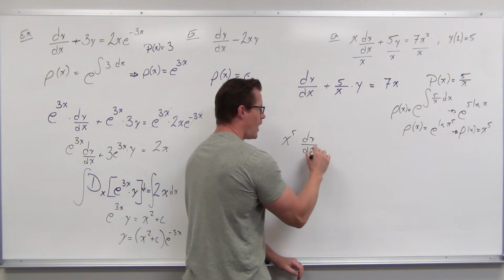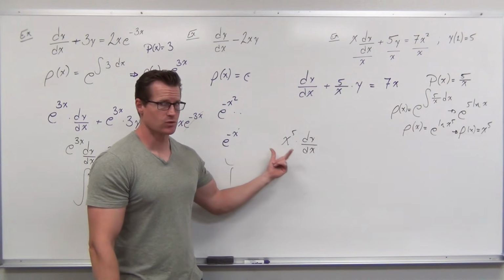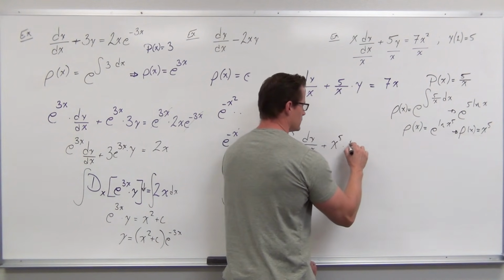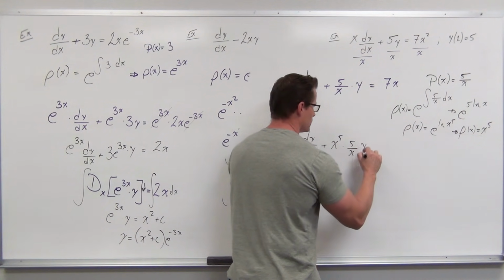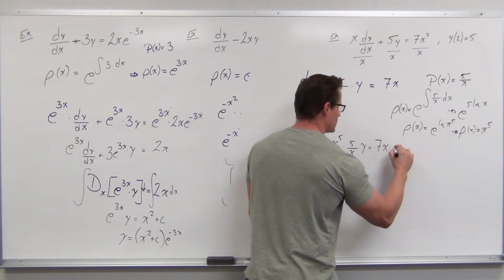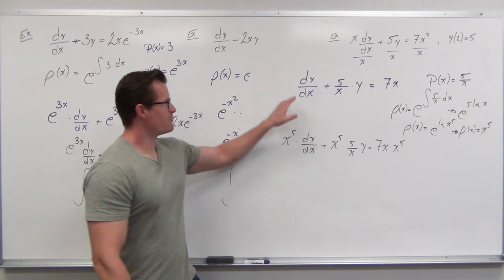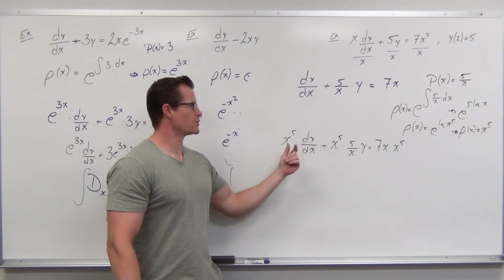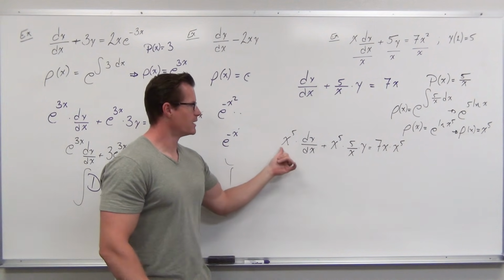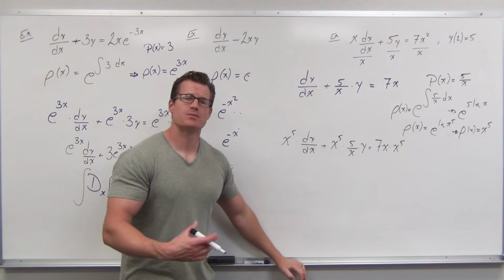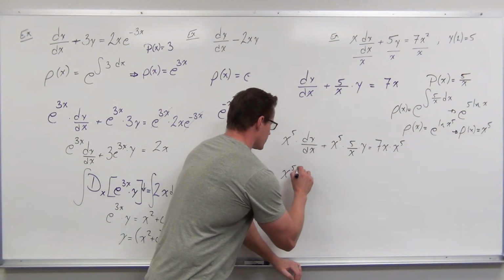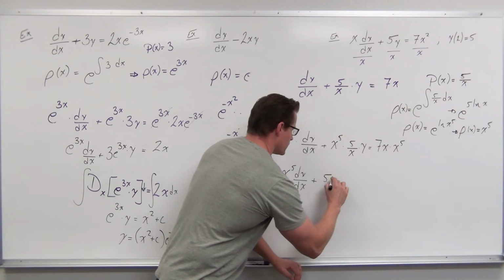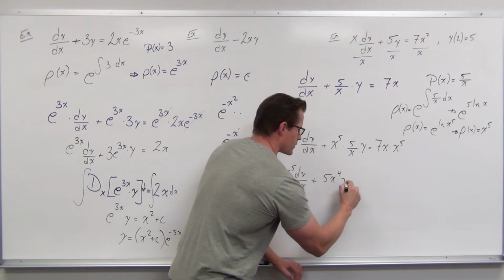Because the derivative of y would give us dy dx. That means the other piece that came from a product rule didn't get touched with the derivative. So I have my original dy dx, 5 over x times y, 7x, and I've multiplied every single term, that's both sides distributed, by x to the 5th, that's rho of x. Let's simplify what we can. 5x to the 4th.